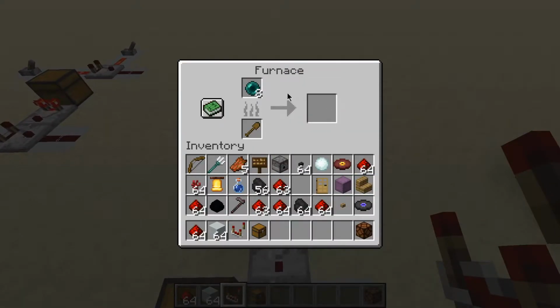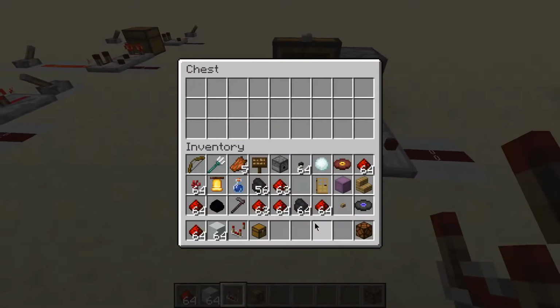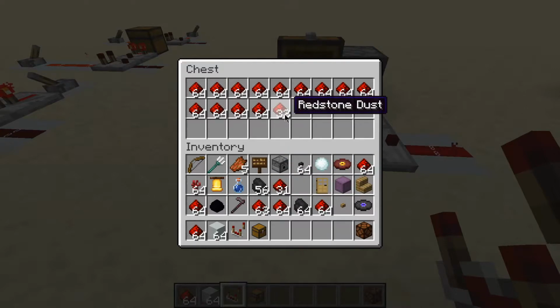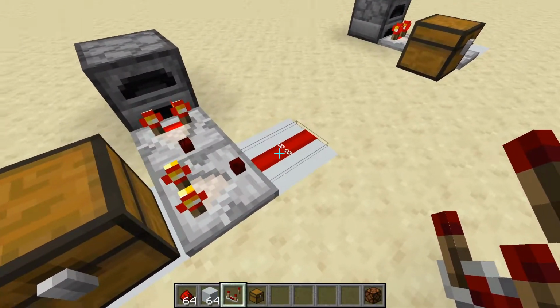because this furnace is half full. And with this chest, the comparator will only register a signal if the chest is at least half full. And we can go and put that in there. Now we're getting a signal strength of 8 out the side.